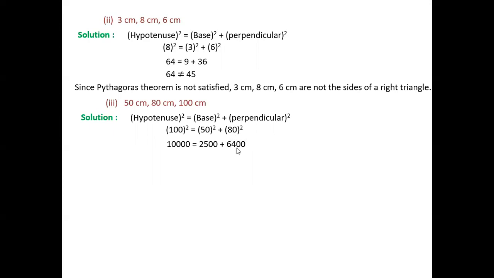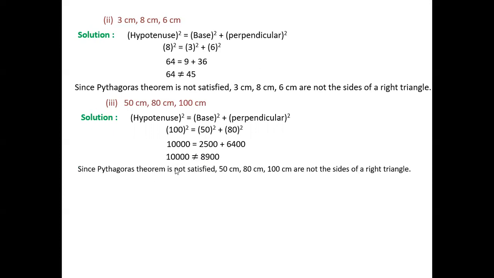8 square, 8 8s are 64. 1 square is there, 1 zero is there, so double the number of zeros. So 5 square is 25. Only 1 zero, double the number of zeros. 1 square is 1, 2 zeros are there, double the number of zeros. That's how you can write the squares. You need not multiply. Now, if you add these two, you are getting 8,900, which is not equal to 10,000. So since Pythagoras theorem is not satisfied, 50 centimeter, 80 centimeter, 100 centimeters are not the sides of a right triangle.